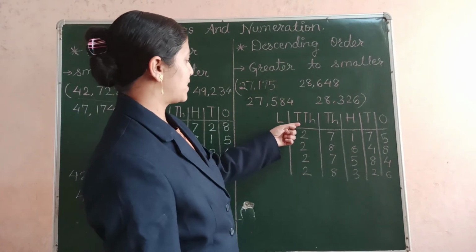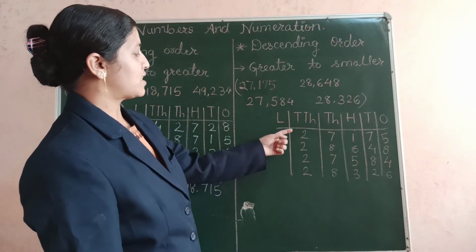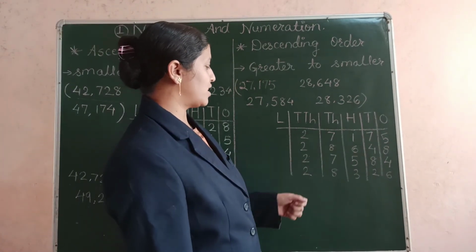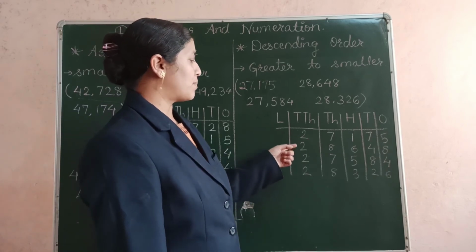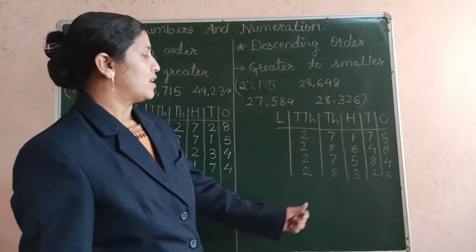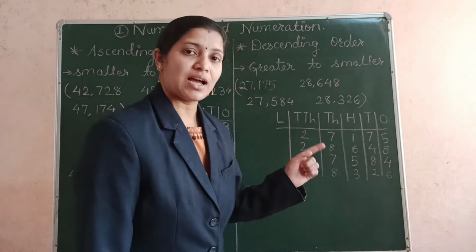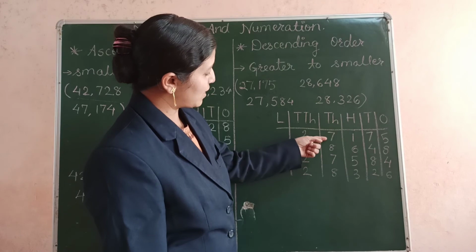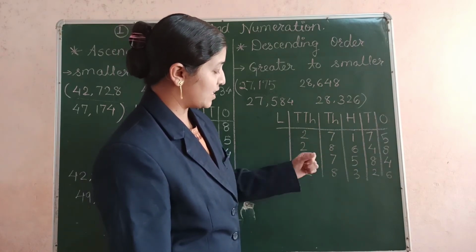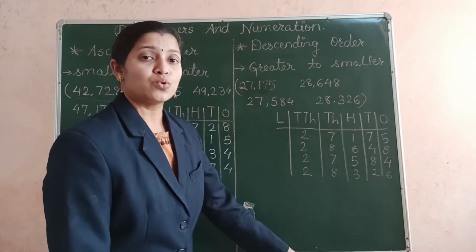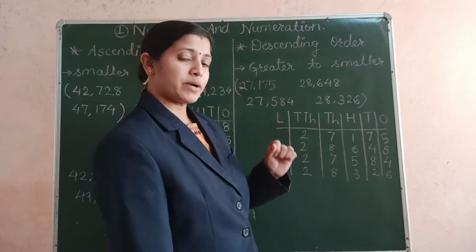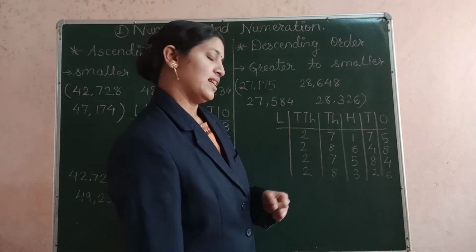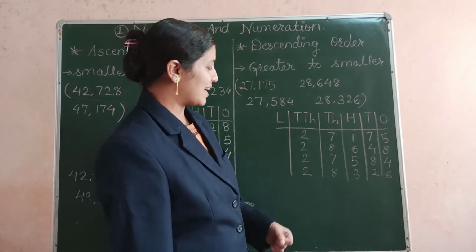So first we will compare the 10,000s place, and you can see in 10,000s place all the digits are same. There is no change in the digits, so we can't compare between these numbers. Now let's move to the thousands place. In thousands place you can see here we have 7, we have 7, here we have 8, and here we have 8. It means two digits are same. So we are expected to find out the greater number. So 7 is greater or 8? Yes, 8 is the greater number.